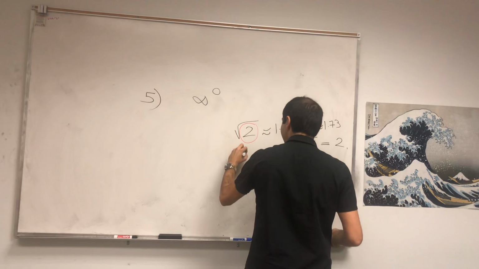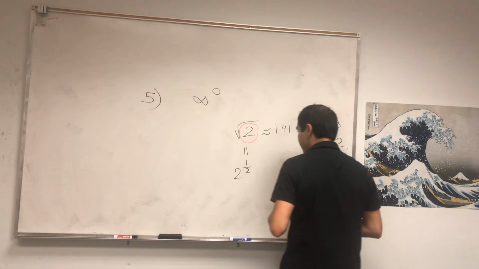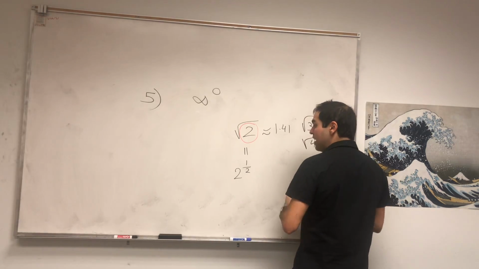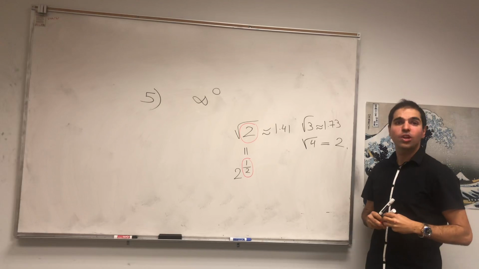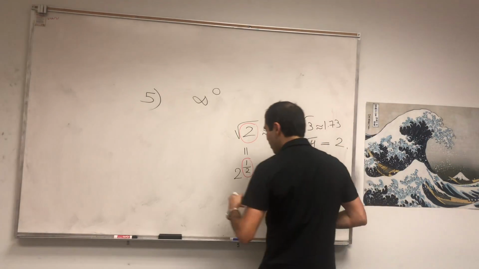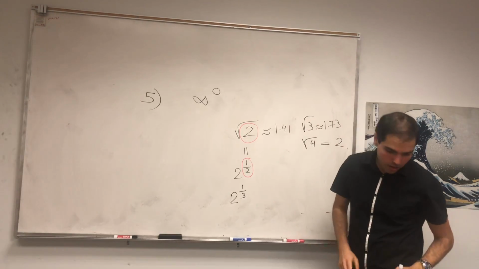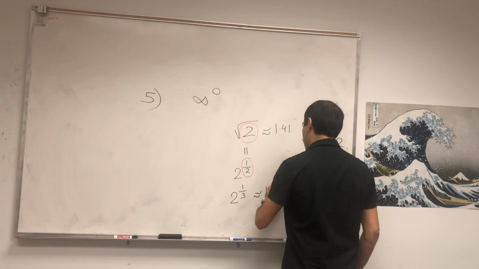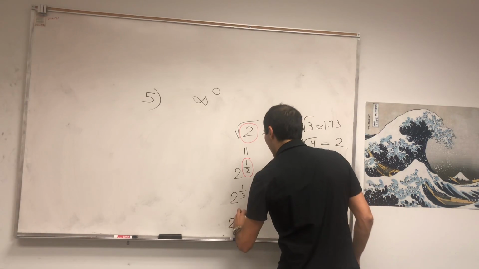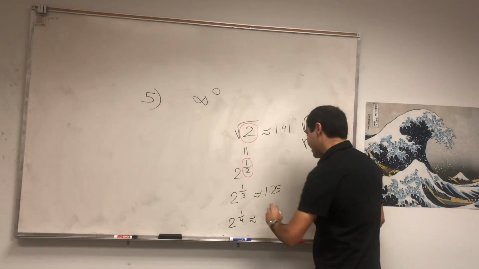On the other hand, notice square root of 2 is 2 to the 1/2. And now, let's deal with the exponent. Let's make that exponent go to 0. Then, we have cube root of 2, which is roughly 1.25. And then the 4th root of 2, which is roughly 1.19.